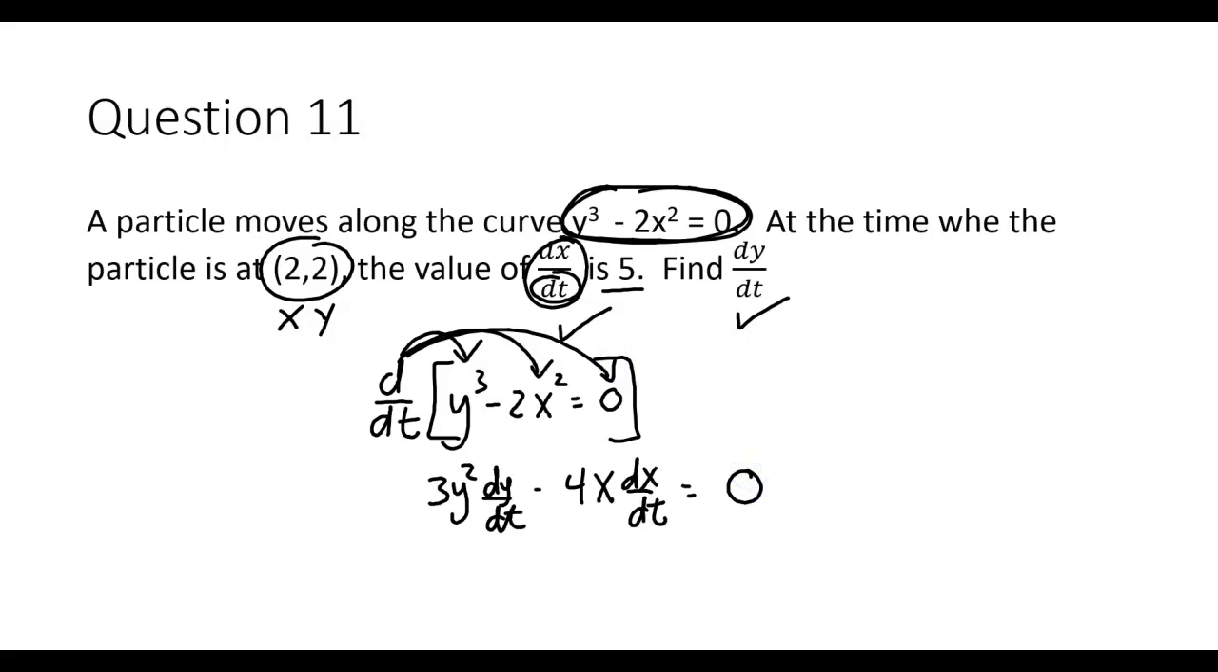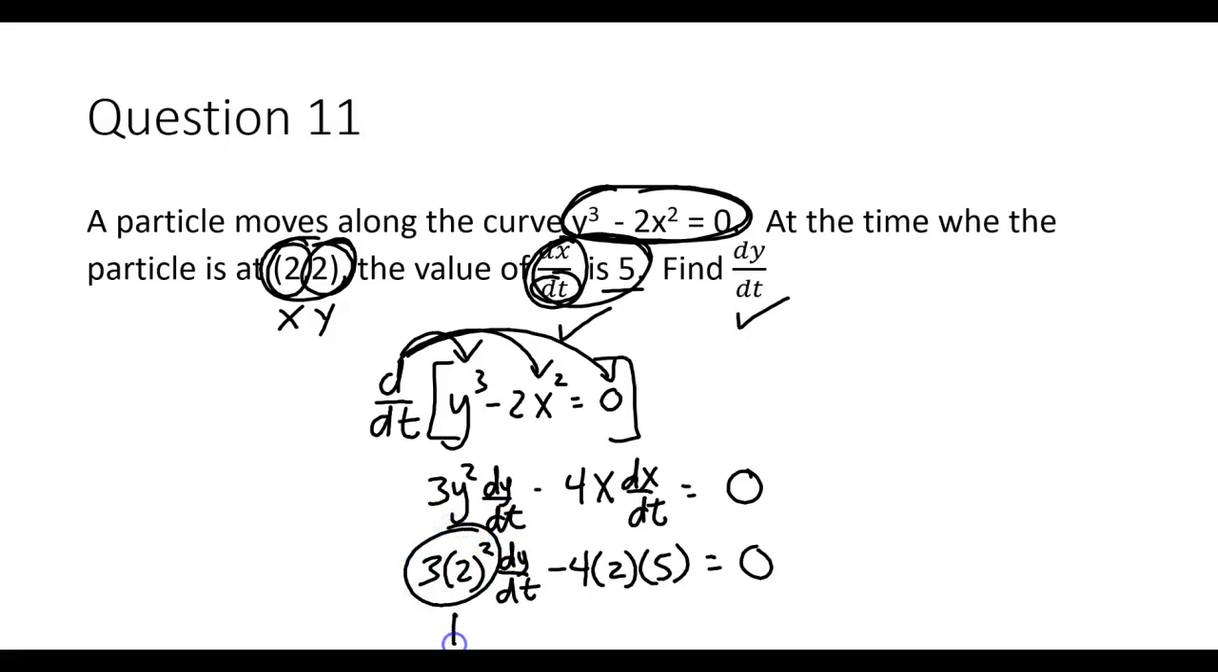All right, so in this problem, they tell us what x is, they tell us what y is, and they also tell us what dx/dt is. So we're just going to plug in everything they give us. y is 2, x is 2. And dx/dt is 5. So all we have to do now is solve for dy/dt.